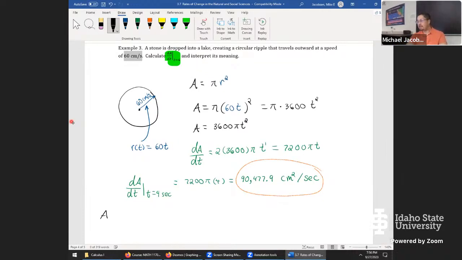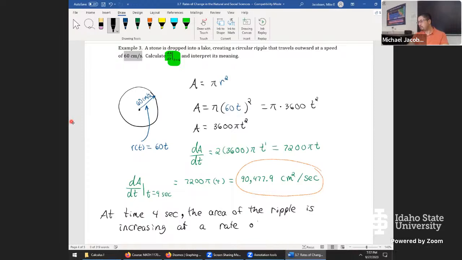Let's say at time 4 seconds, the area of the ripple is increasing at a rate of 90,477.9 centimeters squared per second.